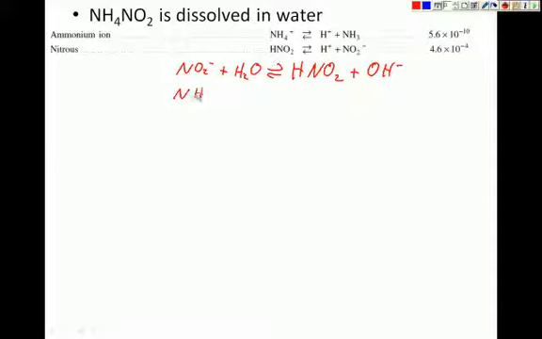Okay, so this one up here is making H3O plus. We can write that one out if you want. NH4 plus H2O makes NH3 plus H3O plus. So our anion is going to be producing hydroxide, and our cation is going to be producing hydronium. Now the question is, is our solution going to be acidic, or is our solution going to be basic? Or in other words, which one is going to win? Is our NO2 going to be a stronger base, or is our NH4 going to be a stronger acid? Okay, so let's do a quick calculation to figure it out.